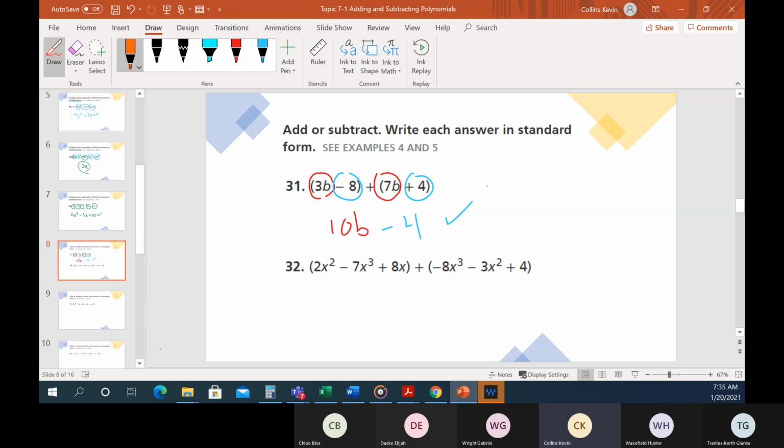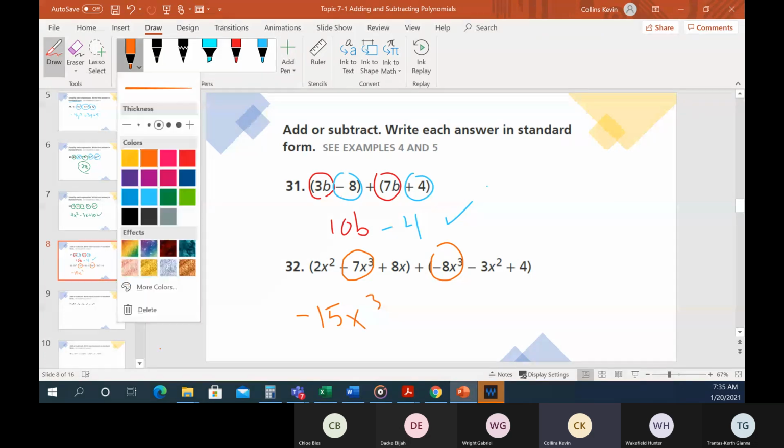Again, look for your biggest exponents. Looks like on this one, it's going to be an x to the third. So let's start with those. So I've got minus 7x to the third. And then I've got minus 8x to the third. So minus 7, minus 8 more. That's going to be minus 15x to the third. All right.